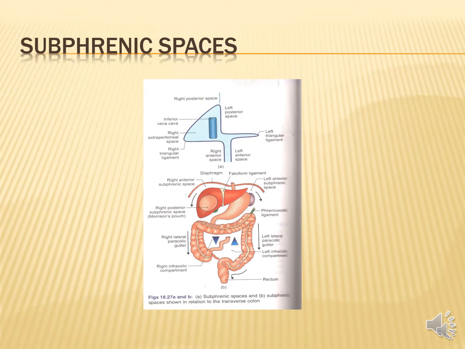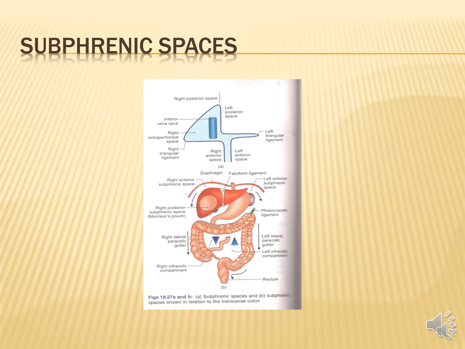So in this diagram we can see the subphrenic spaces. There are two diagrams; first we will discuss the diagram labeled A. The subphrenic spaces are formed by the reflection of peritoneum around the liver and to the diaphragm, and the reflection from the anterior abdominal wall to the liver. So there are certain ligaments of the liver: one is the falciform, right and left triangular, and superior and inferior coronary ligaments. There are 4 intraperitoneal subphrenic spaces and 2 extraperitoneal spaces.